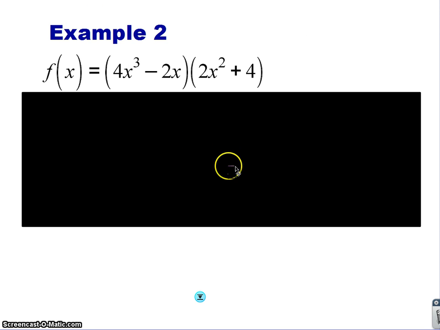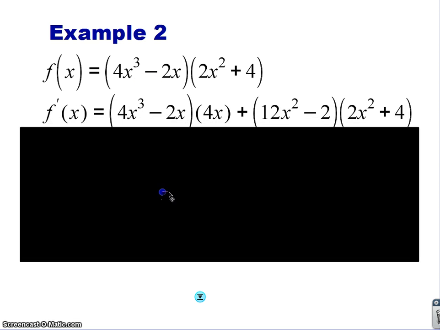Here's the next example, example 2. Again, it's the product of two functions, 4x cubed minus 2x and 2x squared plus 4. Some of you may think that you can find the derivative without using the product rule, and you would be right. We could FOIL these two binomials and get a polynomial function and then take the derivative just that way. But we're trying to learn how to use the product rule, so we're going to apply the product rule in this case. So there's the first step.